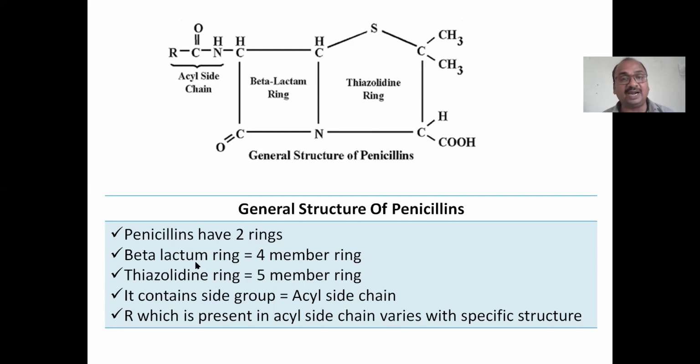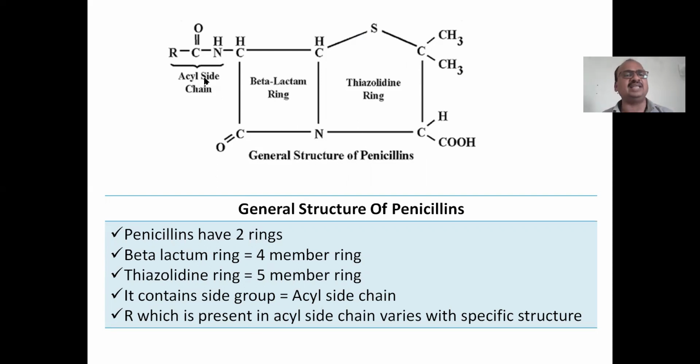This is a 4-membered ring, and the thiazolidine ring has appeared many times in competitive exams. Which ring is present in penicillin? Thiazolidine. It is a 5-membered ring. It consists of an acyl side chain, one R. This is the general structure of penicillin. This R only differs from penicillin to penicillin.